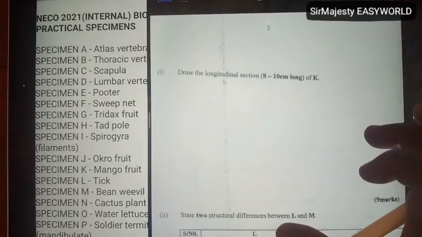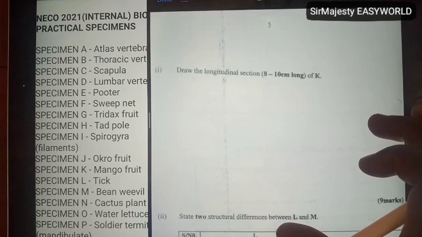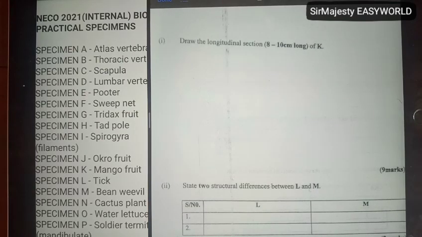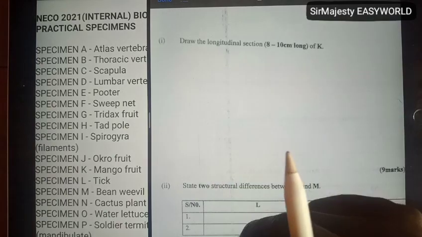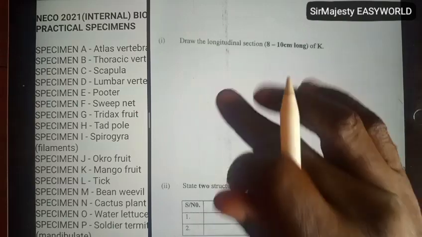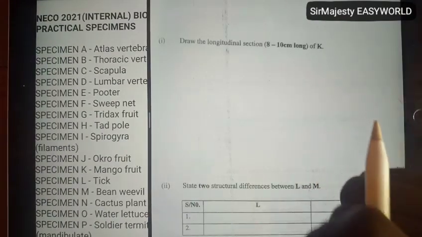Over here is page 5, which says draw the longitudinal section of 8 to 10 cm long of specimen K. Longitudinal section of K, and K is a mango fruit. So remember, you need to have your caption. It's compulsory, it gives you mark. Don't say they didn't ask you. You have to write it on top. Simple. Longitudinal section of mango fruit or longitudinal section of specimen K is a title there, which has its own mark.